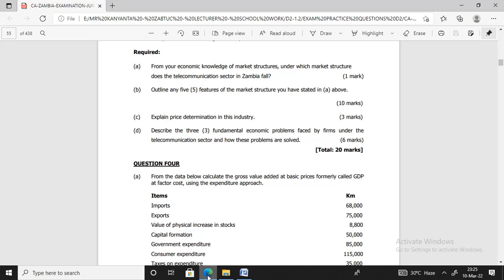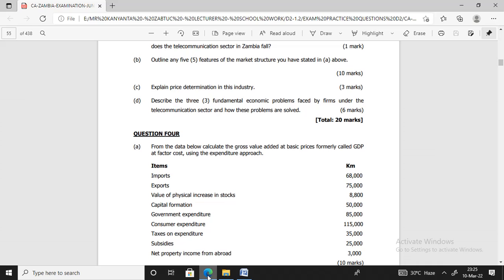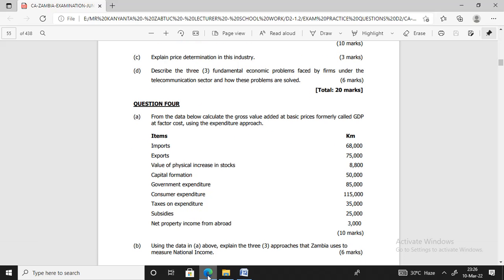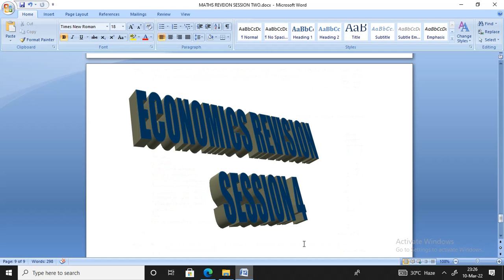Now, in this particular question, they want us to use the expenditure method, so aggregating expenditures in the economy. So with the expenditure method, GDP is equal to consumption expenditure plus government expenditure plus investment expenditure, plus net exports. Net exports is the export value minus the import value. It's a very simple method. So let me show you how we can do this. Let's go to our answer page.